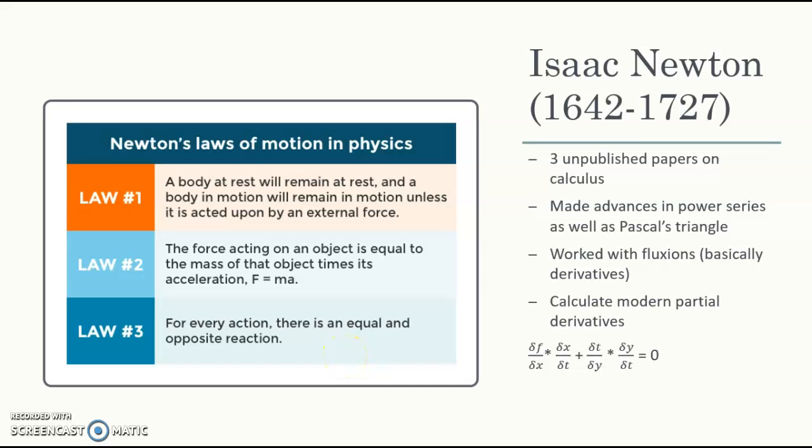Okay, so we're starting off with Isaac Newton. Some of his biggest accomplishments were in calculus and physics. So he has three unpublished papers on calculus. He made advances in power series as well as Pascal's triangle. And he also worked with something called fluxions, which are essentially derivatives today.